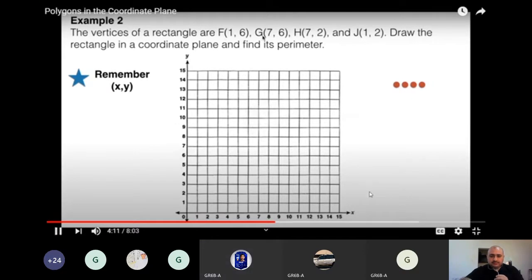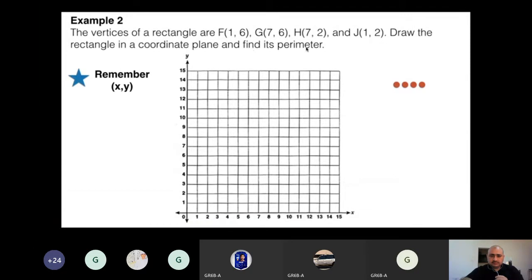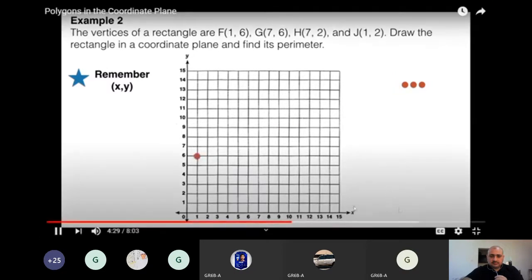F is at 1, 6, G is at 7, 6, H is at 7, 2, and J is at 1, 2. Draw the rectangle in the coordinate plane and then find its perimeter. So first thing, let's draw it. So we're going to plot our points. Again, first one, F is at 1, 6, over 1, up 6. It's going to be right there. Listen, Mansour. This is 1 in X, and this is 6 in Y. So start from 1, go up 6 units. 1, 2, 3, 4, 5, 6. This is 1, 6. This is the first point. Continue now. Label it just like always.